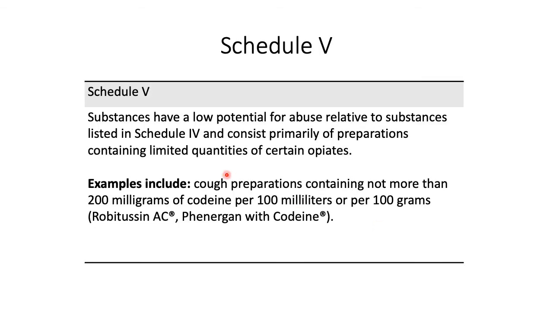And Schedule 5 is the one that has the lowest potential for abuse and consists primarily of preparations containing limited quantities of certain opiates. And so these include cough preparation medicines, like a little bit of codeine, for example, like Robitussin AC and Phenergan with codeine. And so again, all of these drugs can be used medicinally if it's prescribed by a doctor, and if it's not prescribed by a doctor, then it's illegal. Like if you have a hold of them and if you're taking them, it's considered illegal without a prescription. And so these schedules were basically designed to prevent people from using drugs illegally.